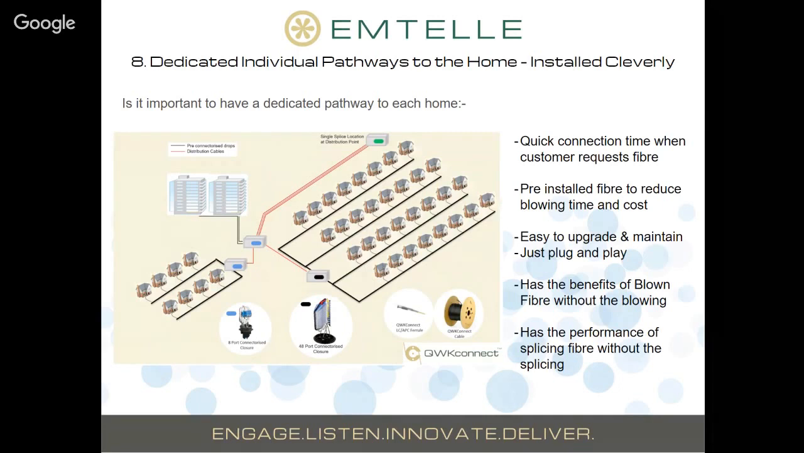Having dedicated pathways means you can pre-install fibre to reduce blowing time and costs, easy to upgrade and maintain, and play a pre-connectorised fibre. If the fibre is pre-installed, there's no blowing costs, and pre-connectorised has the performance of a spliced fibre, but without the contractor on site having to do the splicing.